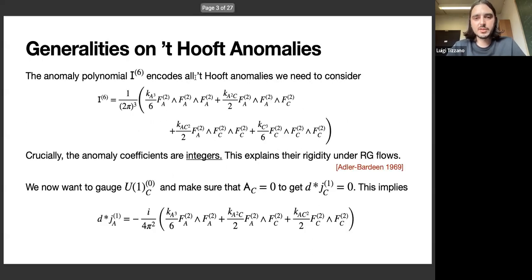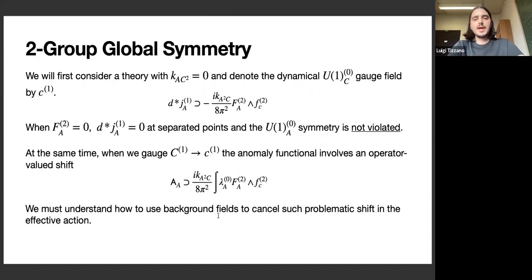And so if we go back 1 slide, this is the situation where we have only this anomaly here and the cubic anomaly. And then we ask the question, what happens if we replace the background gauge field C by a dynamical gauge field, the little c. And in this talk, I will always denote dynamical fields by the small letter.